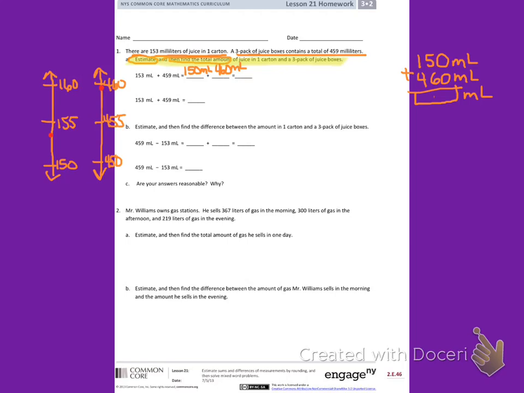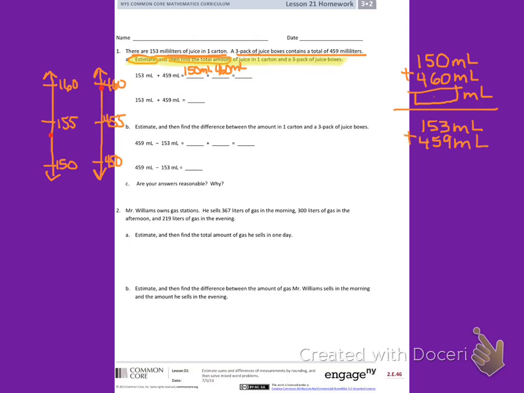Now the second equation that is written there for you is the equation that uses the exact, precise numbers. So I'll draw a line here and use those exact, precise numbers to find the total amount of juice in both kinds of cartons.